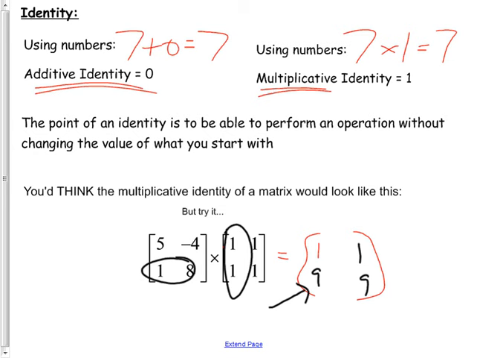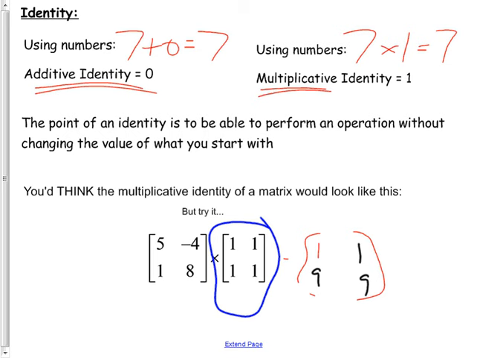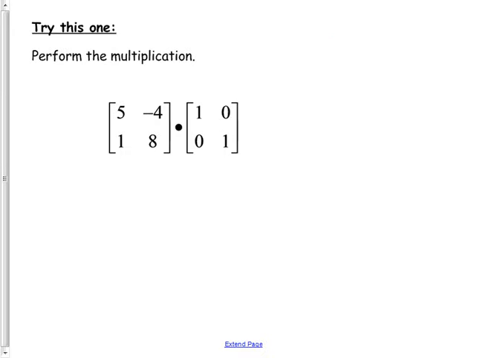I just proved to you that 1, 1, 1, 1 is not the identity. This is not like multiplying by 1 in normal numbers. That gives you something different. It did not keep its identity, see? But if you do this one, it will keep its identity. Prove it to yourself that when you multiply by this, the matrix actually keeps its identity.